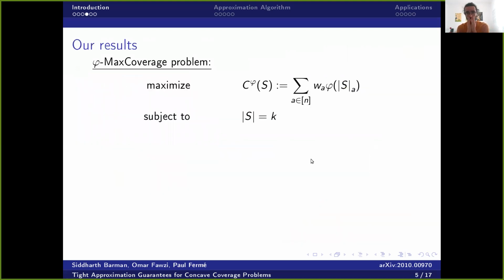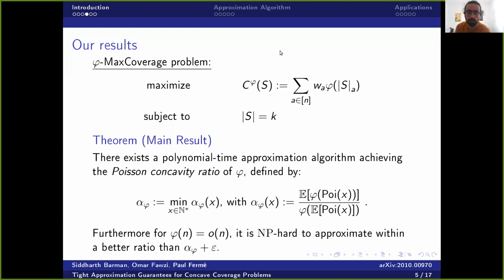So the problem we look at in the end is the following. We just add, compared to the previous examples, some positive weight depending on the element. So each element has a weight. We still ask phi to be non-decreasing and concave. And with this assumption, we get that there exists a polynomial time algorithm which achieves some ratio, which we call the Poisson concavity ratio of phi.